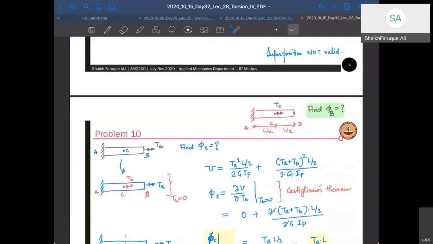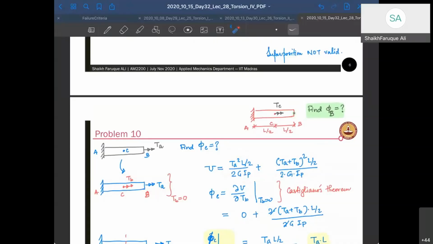Now what I'll do, I'll find the strain energy due to both the loads. The strain energy for both loads we have just found out, right? It's going to be this one due to this part of the member and this one due to this part of the member. Now this part is due to both the loads, TA and TB. Remember, TB is still a fixed fictitious load.